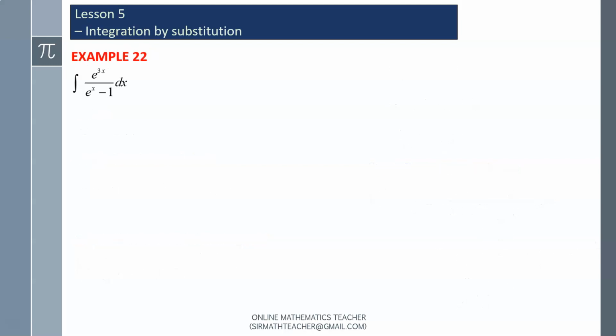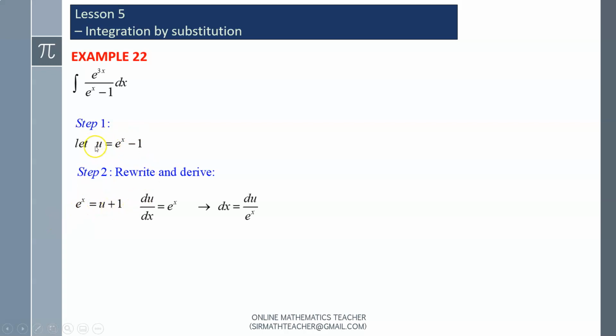Example 22. Let u equal e to the x take 1. If we make e to the x the subject, it'll help us out later. We're not going to make x the subject, otherwise you're going to start getting natural logs. We just made e to the x the subject. To derive this function here, du/dx would be e to the x is e to the x, and deriving a constant is 0. So now we've got dx equals du on e to the x.